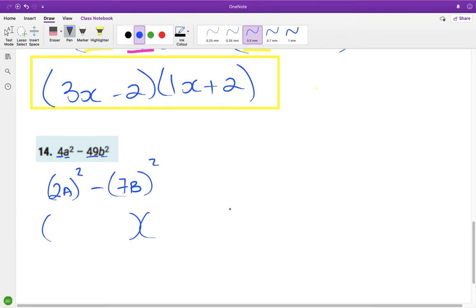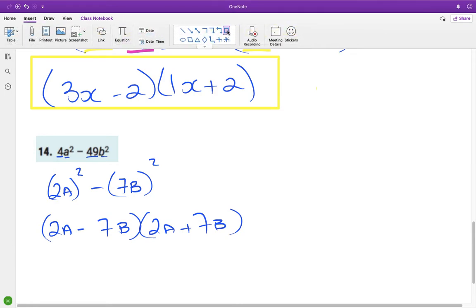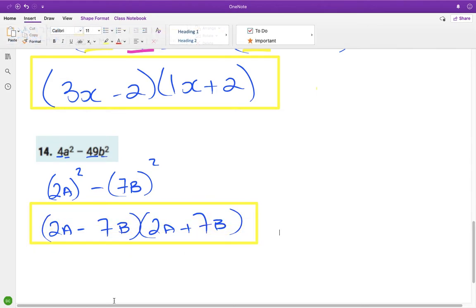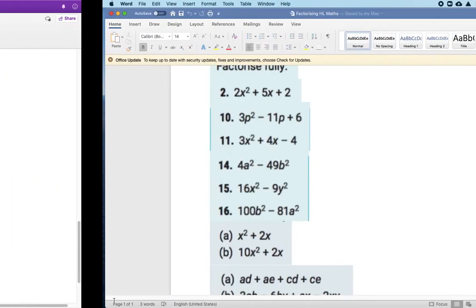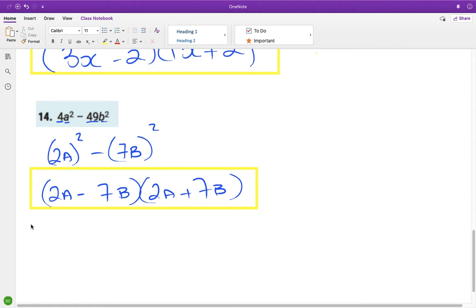So to write down your answer, it is the first one minus the second one, the first one plus the second one. Okay? No squares in the brackets. The 2 brackets should be identical with the exception of one being plus and one being minus. Okay, that's always how your answer looks. To a difference of 2 squares. Okay, getting there.